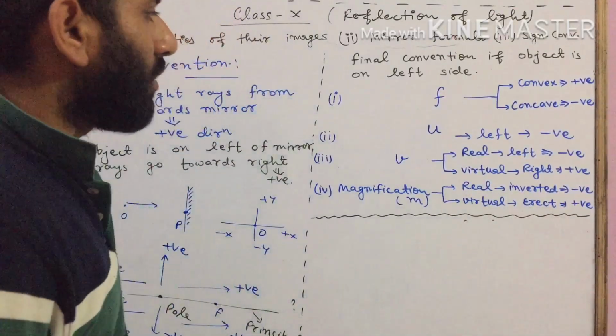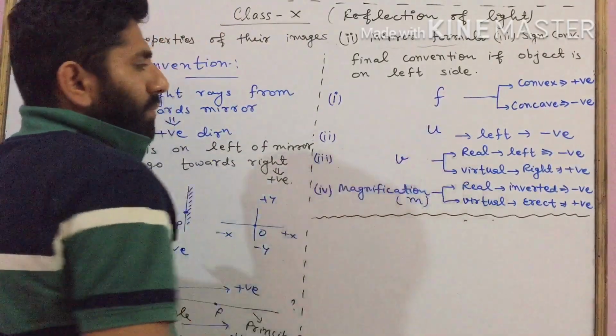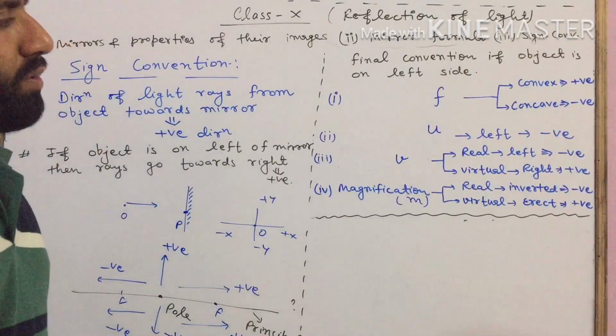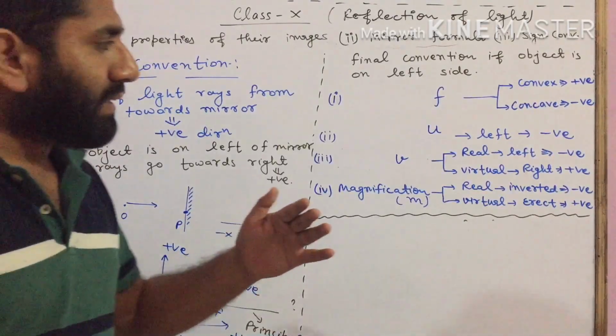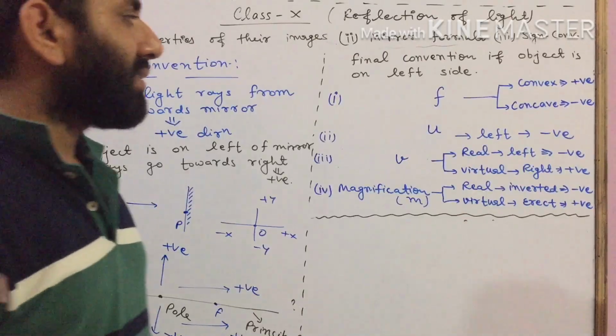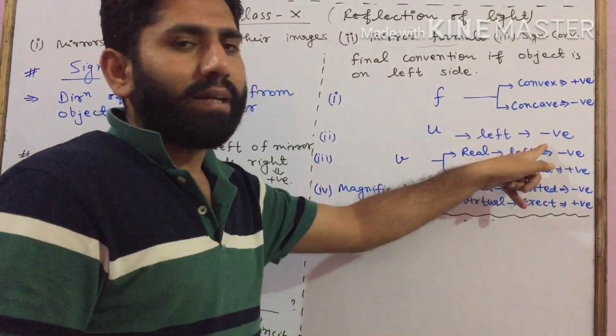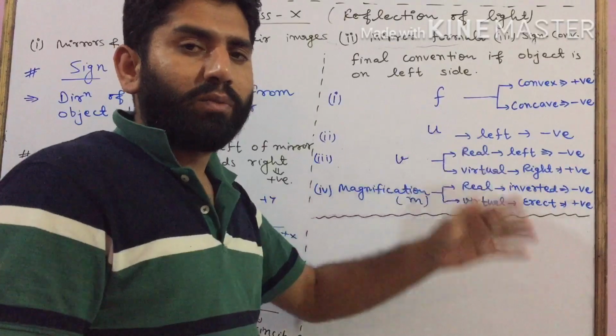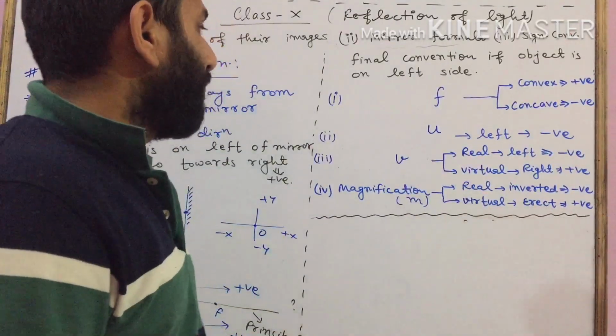Okay. Now next is u, meaning object distance. Because we are assuming that the object is kept towards left of the pole, its distance will always be negative, because the object is towards left of the pole.